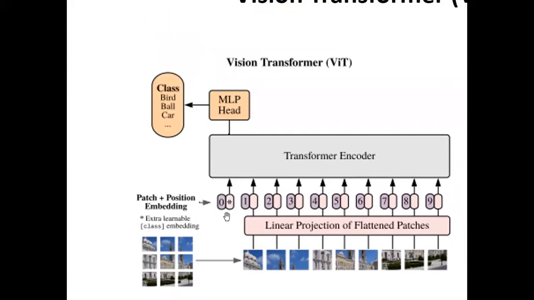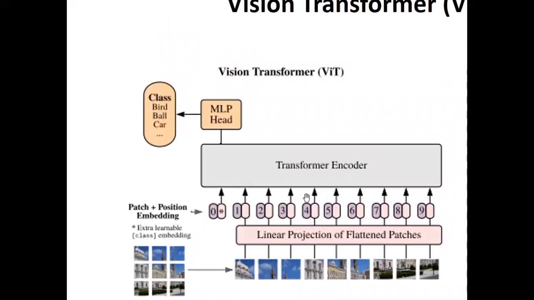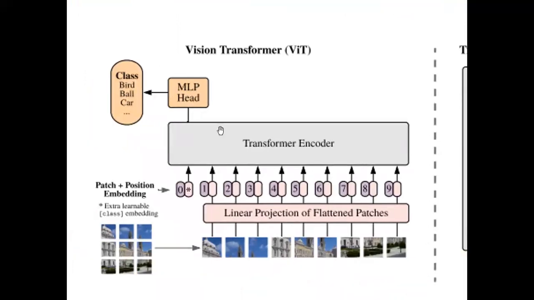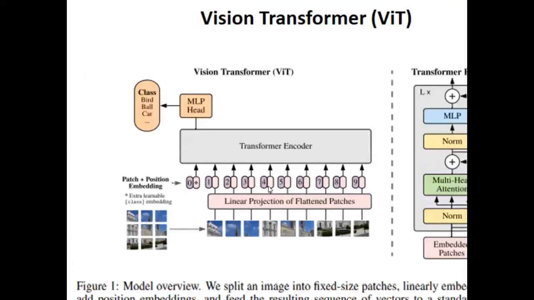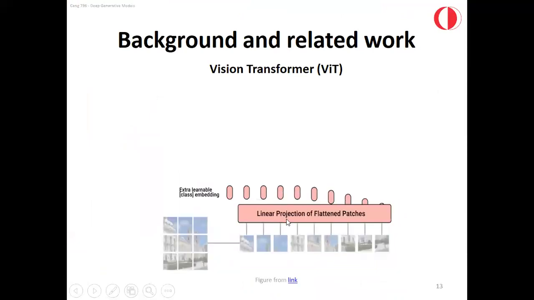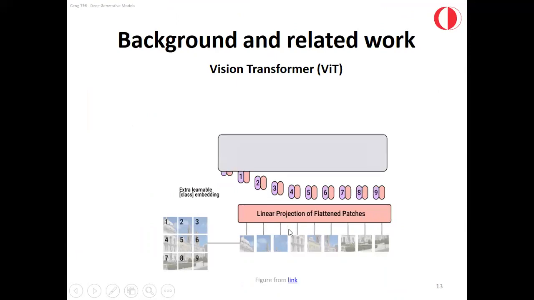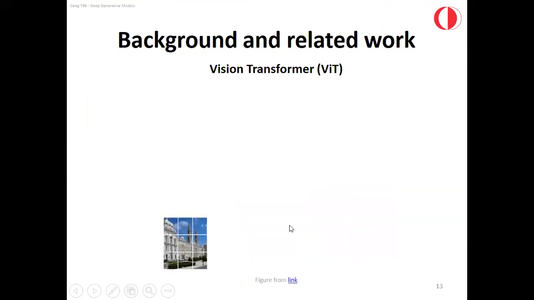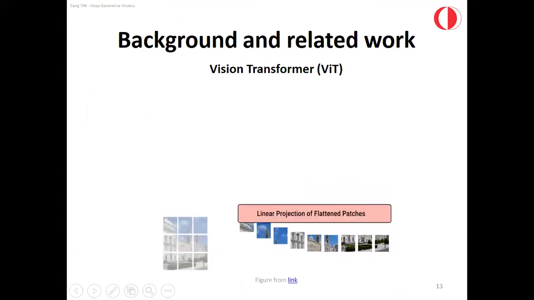Here we have learnable class embeddings, which are used for the classification, and then we put it into the transformer encoders, and then with the MLP we classify the image. Here is an illustration of the vision transformers. As I said before, we divide it into patches and then unroll it. It is the same pattern as I said before.